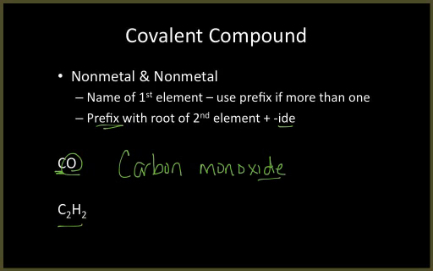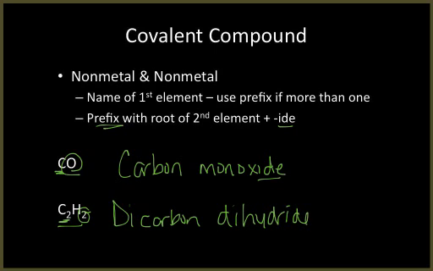Second example, C2H2. Since there's more than one of my first element, I have to use a prefix. So 2 is di, so this is dicarbon. And then 2 of my second element, so dicarbon dihydride. So you always have a prefix on the second, prefix on the first if there's more than one, ends in IDE.